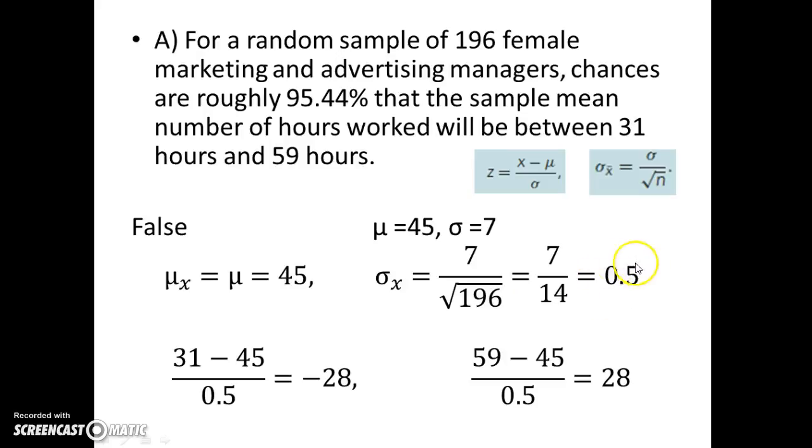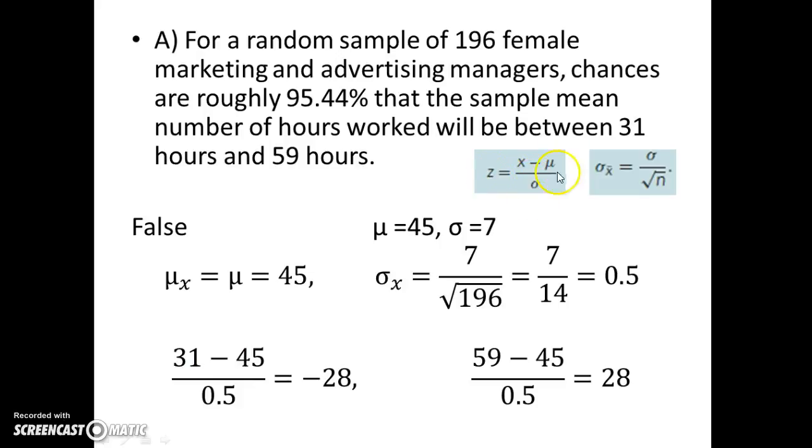That's going to be 0.5. So for sample size 196, the sample standard deviation is 0.5. Now let's work with those numbers and see if we really get this. If it says 31 and 59, let's first work with 31 and get a z-score for 31. So what is the z-score for 31?